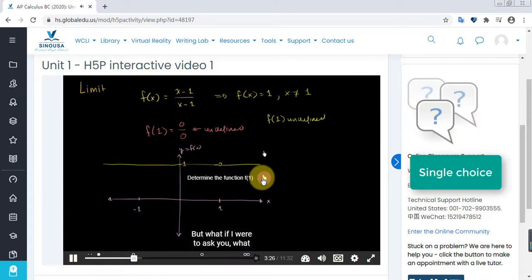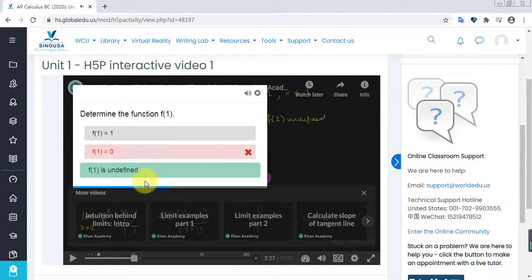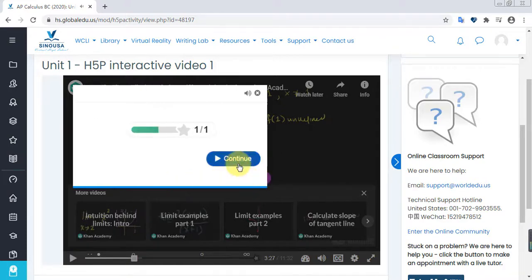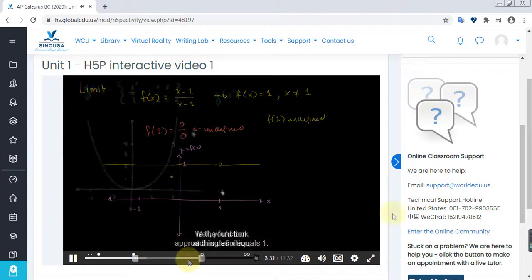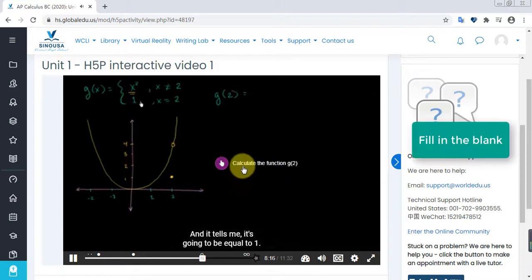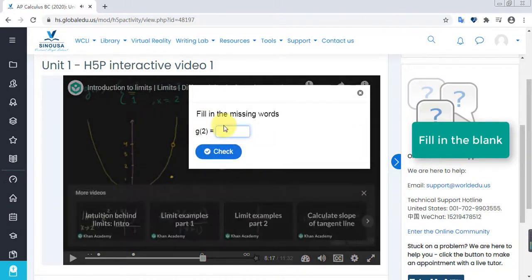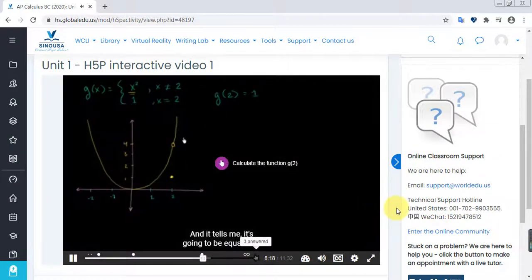But what if I were to ask you, what is the function approaching as x approaches 1? Well, you look at this definition. Okay, when x equals 2, I use this situation right over here, and it tells me it's going to be equal to 1. Let me ask a more interesting question, or perhaps a more interesting question.